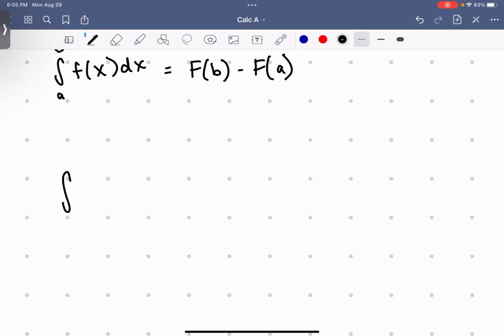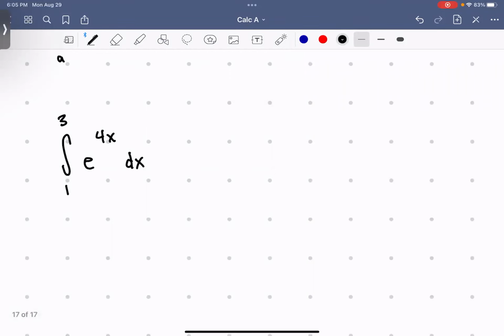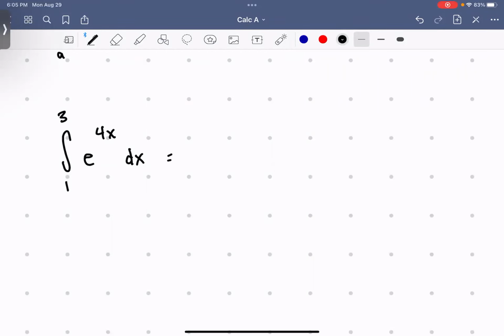The integral from 1 to 3 of e to the 4x dx. Okay. If you recall, the integral of e to the x is going to be e to the x. So this is going to be e to the 4x from 1 to 3.